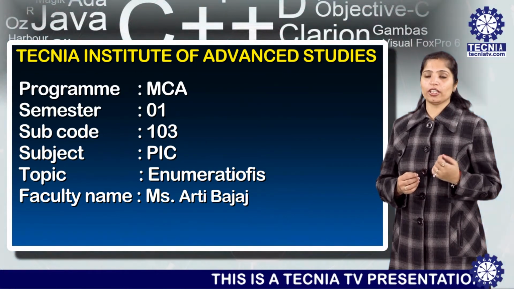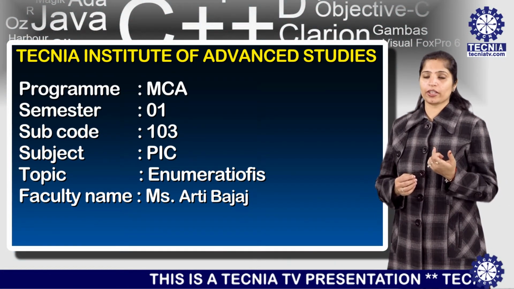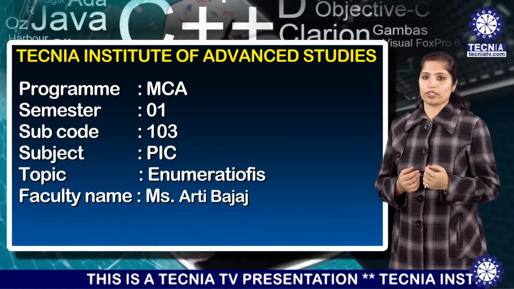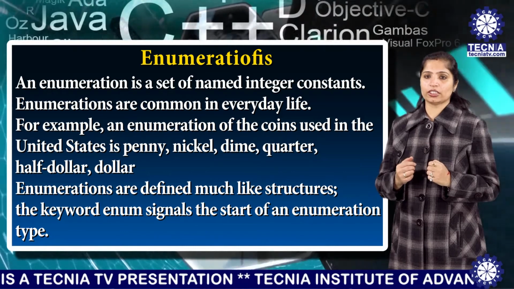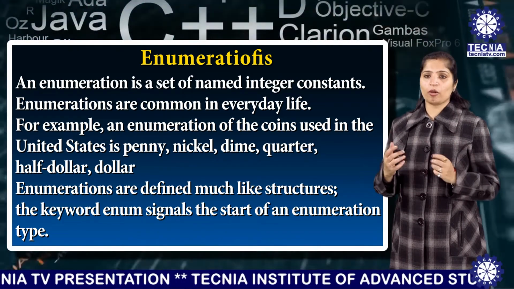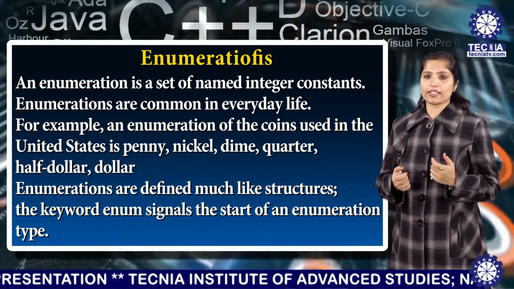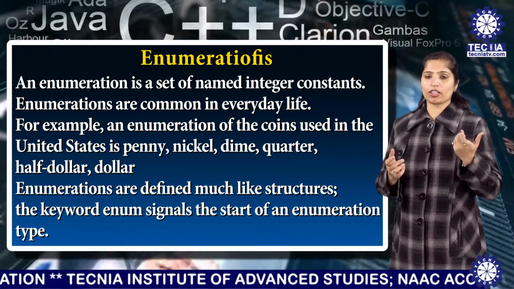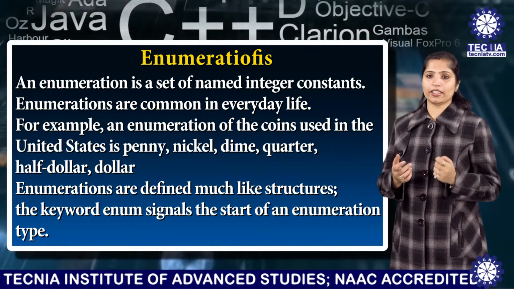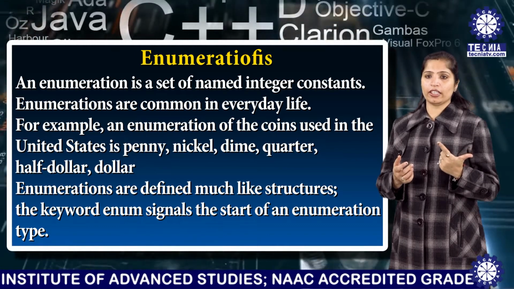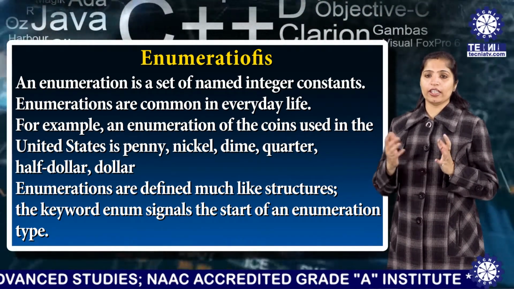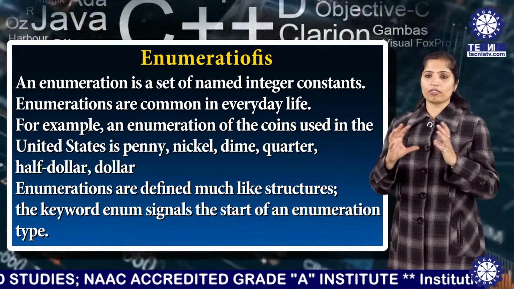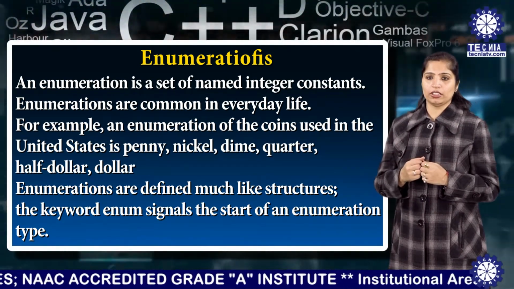Today, I am going to deliver a lecture on enumerations in C language. An enumeration is a set of named integer constants. Enumerations are common in our everyday life. For example, in the enumeration of a coin, it is used in the United States as penny, nickel, dime, quarter, half dollar and dollar. Like enum is a class of all these particular variables.